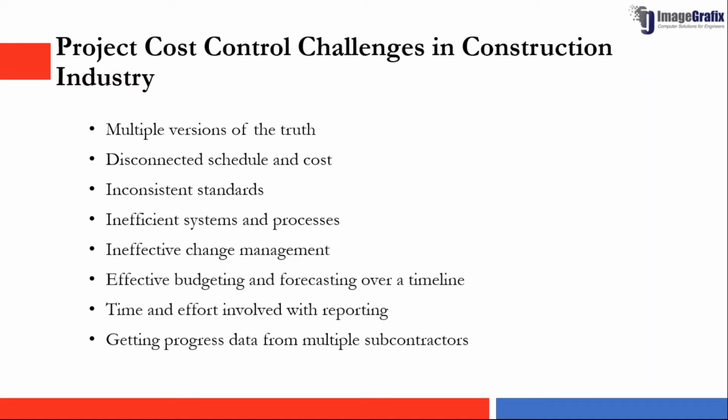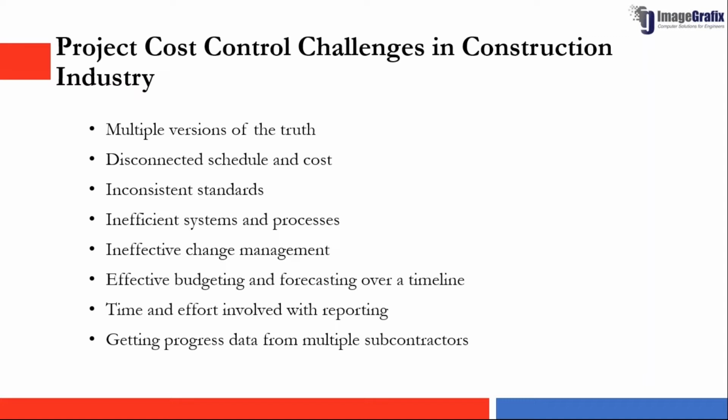Let's say there is a change order that is sent through an email, and the project controller missed that email, so he will not be able to update it in his sheet. Then when we look at the project financial health, a project manager will have different values for budget versus actuals, and your cost controller will have different versions. So there will be multiple versions of truth.